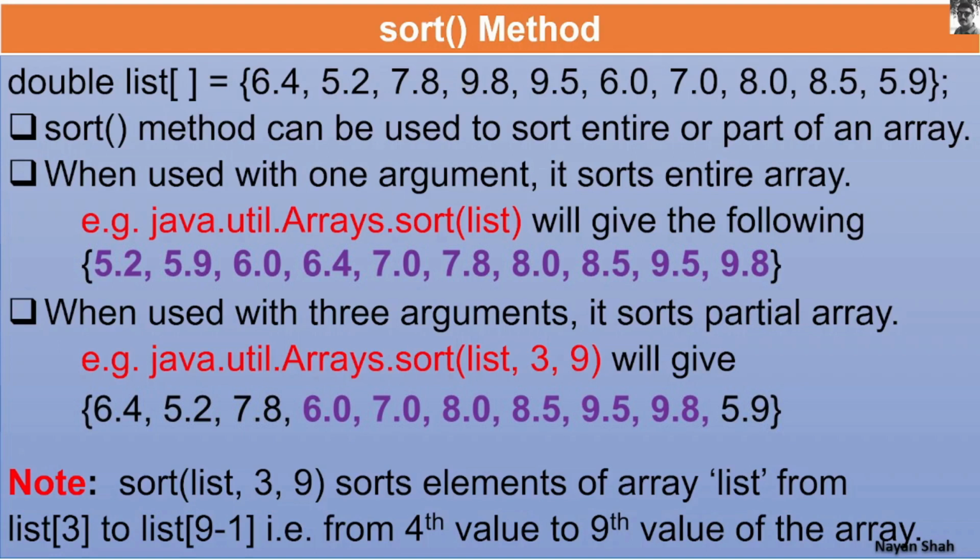See, the first 3 values, that is 6.4, 5.2 and 7.8 from the original list array, are as they are. Even the last value 5.9 is as it is. In between are 6 values, from 3 to 9 minus 1, that is 3 to 8, which is the 4th value, 5th value, 6th value, 7th value, 8th value and 9th value, because it is last minus 1.